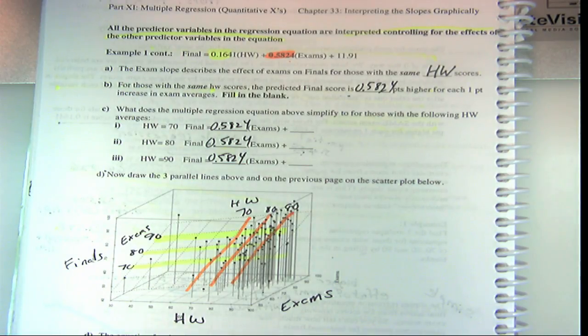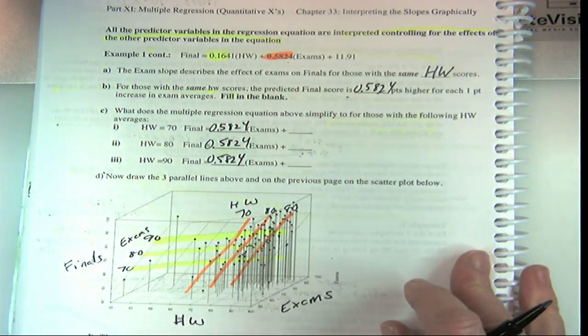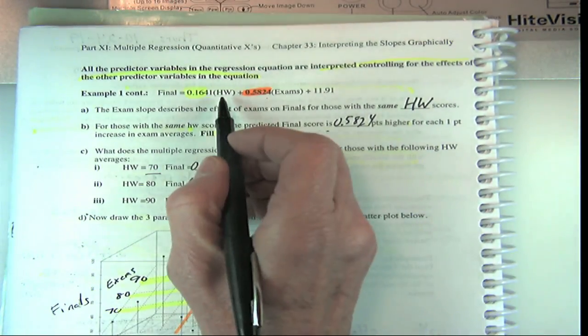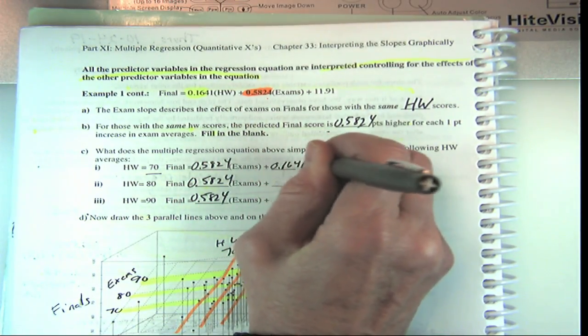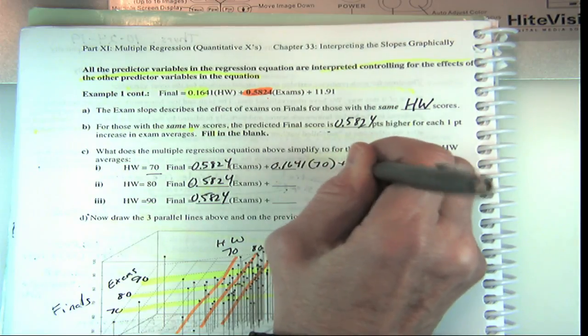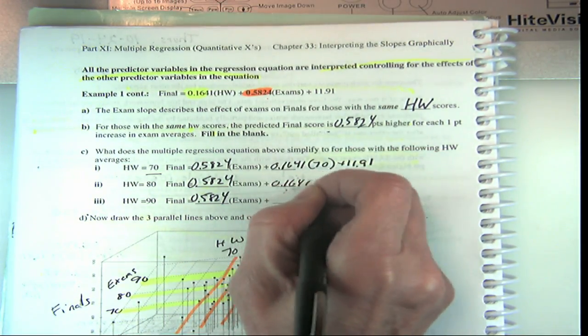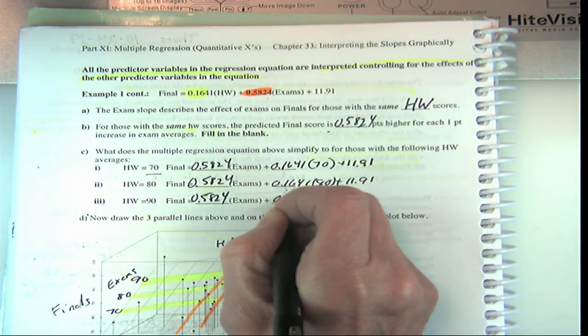Okay, so let's just get these numbers. This is pretty easy. Now for 70, we're going to put 70 in for homework. So we have 0.164 times 70 plus 11.91. And here we'll put 80 in, 80 plus 11.91, and here's 90.